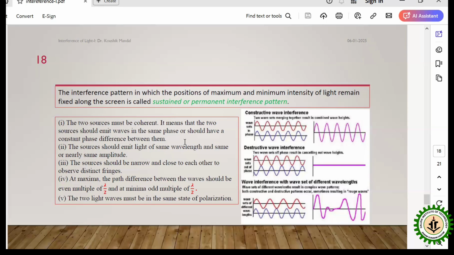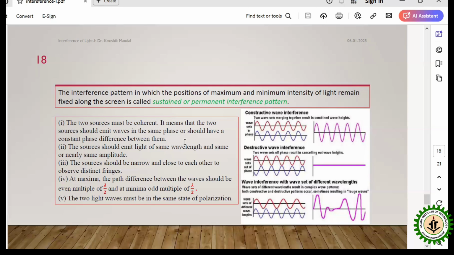Light is an electromagnetic wave, and it consists of the electric field vector. So this is related to the electric field vector direction. This thing I will tell you later. Now look at the second condition.